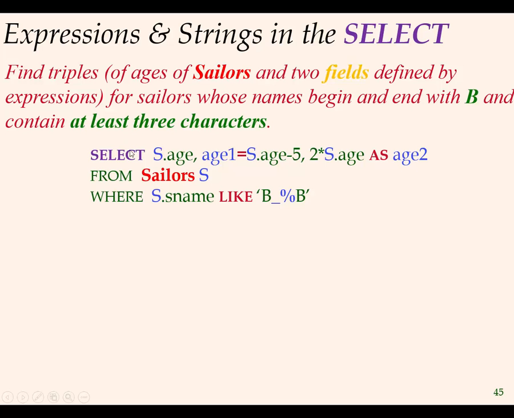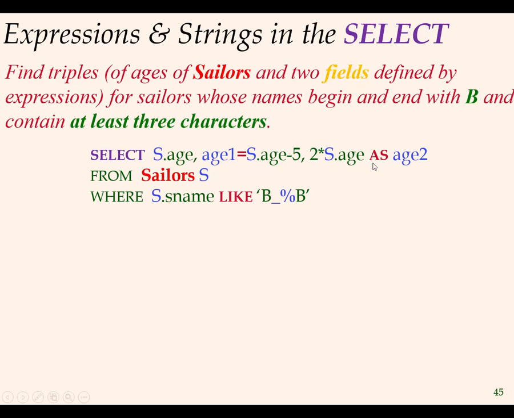Now, another thing I want to show you is actually you can name your output relation attributes. For example, how many? I want to return 1. My output relation will have 1, 2, and 3. Now, this is calculated, age minus 5.